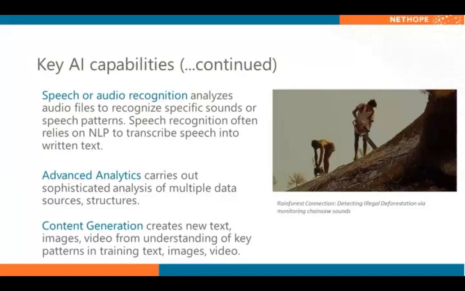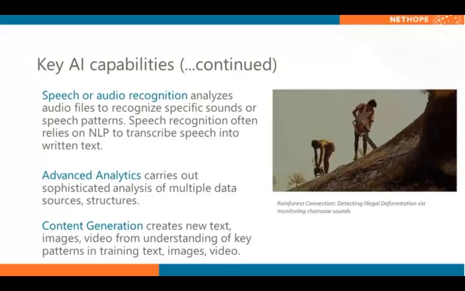They have a network of sensors that then processes a lot of audio data, and using machine learning, they're able to parse out when there is a chainsaw sound present in the audio file. And with that, they can triangulate and then connect with rangers to send rangers out to identify where the logging is happening and intervene.